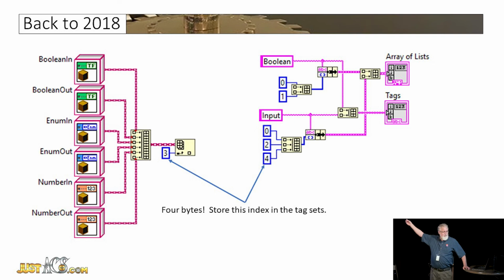But that leaves me having to maintain this master list. If I delete something, I've got to worry about my index staying correct. I have to do all of that work. It's all that stuff that I didn't want to do before. It would be lovely if LabVIEW had a way to do this for me and just give me a 4-byte number that I can truck around.